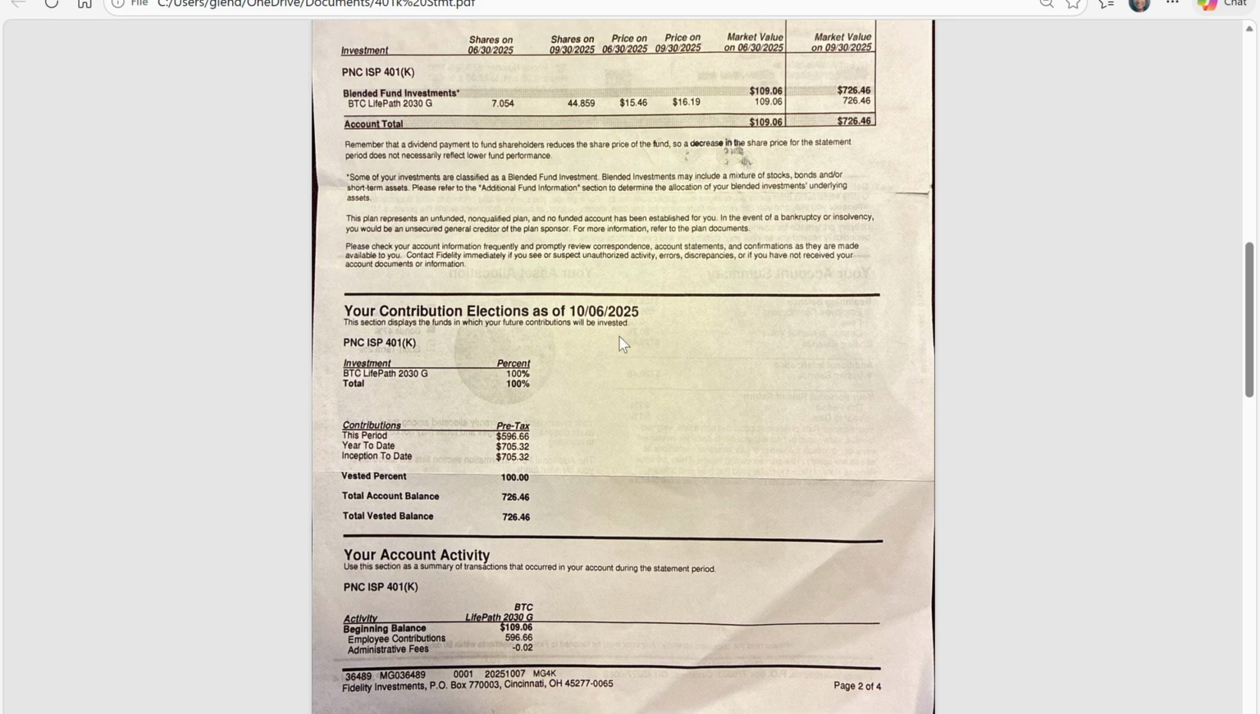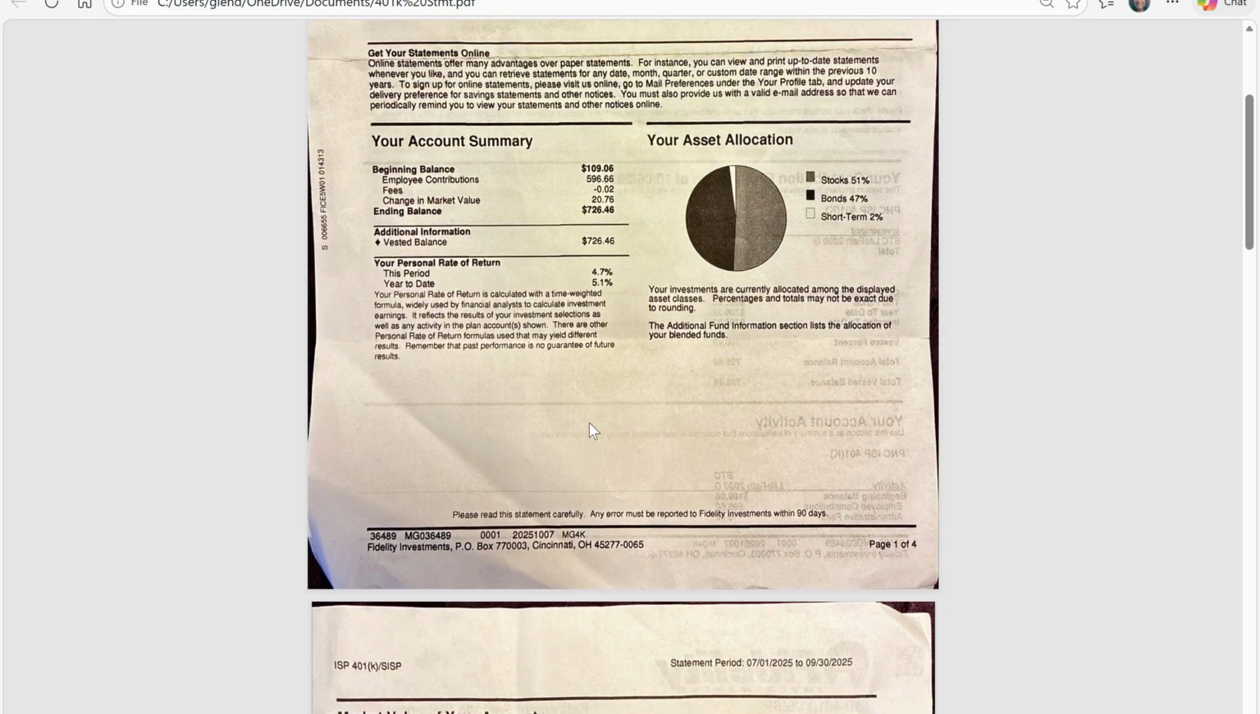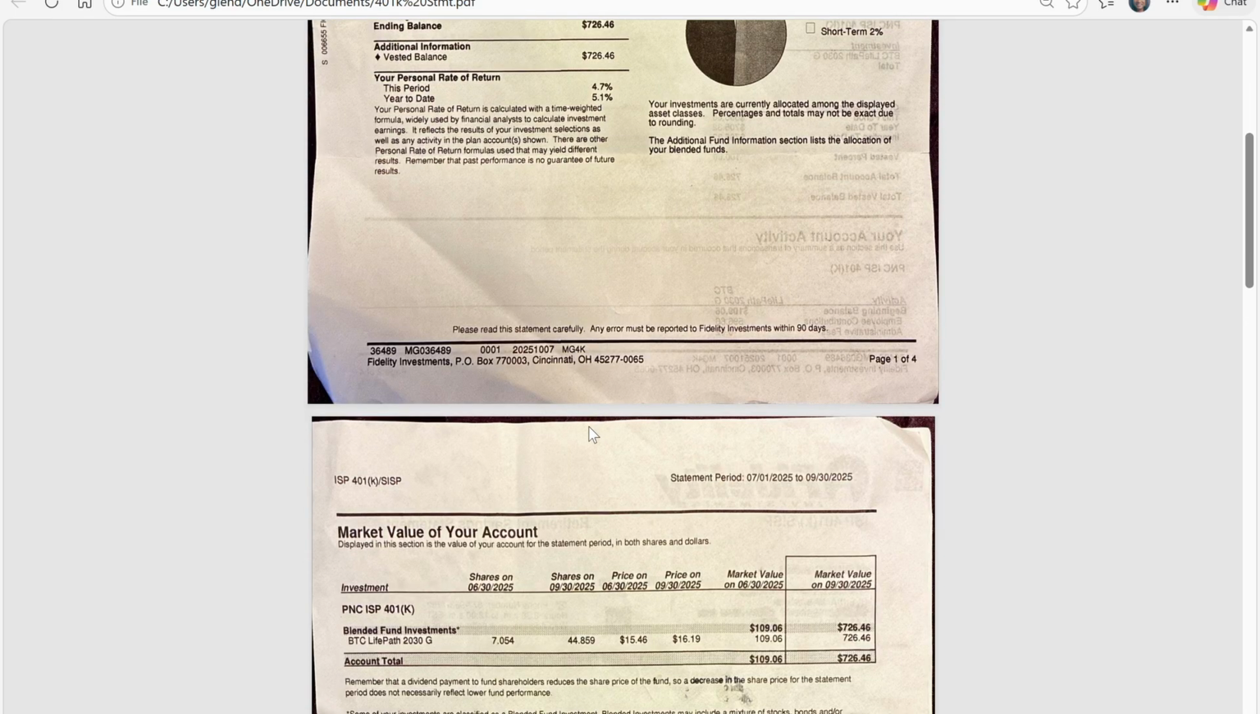Here's why understanding your 401k actually matters. First, this is your retirement. So retirement planning is key. If you don't know what the numbers mean, you can't know if you're saving enough.